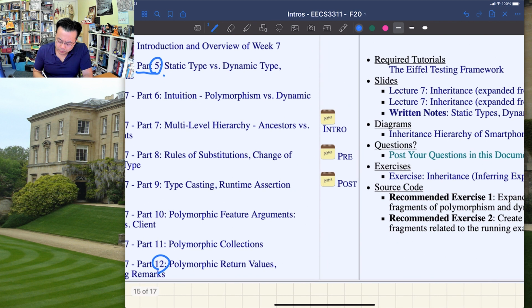And then as normal, you also got the iPad notes. So this time, I would like you to pay more attention to the visual illustration about how we can decide polymorphism and dynamic binding. I did lots of visuals this time in this lecture, just as usual.